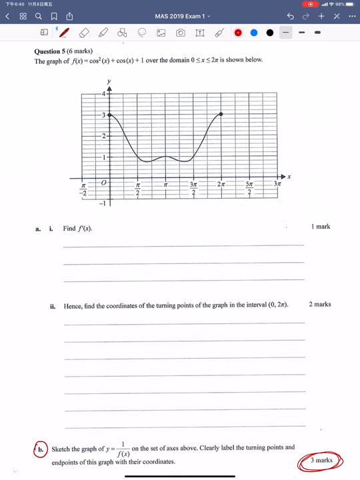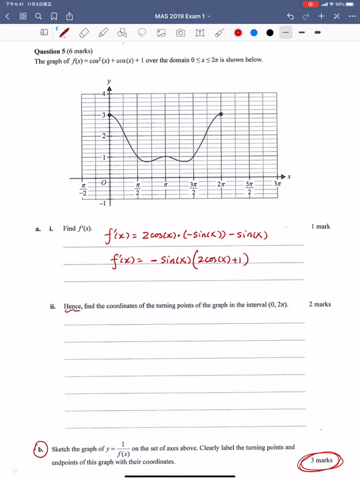Anyway, f dash of x. f dash of x will just be, okay, drop the power by 1, 2 cos x times minus sine x. Cos x after the differentiation becomes minus sine x, and plus 1 is gone. So f dash of x will just be minus sine x, 2 cos x, plus 1.